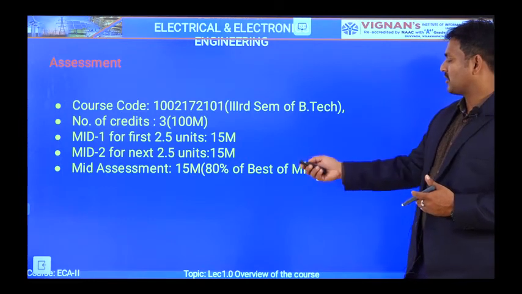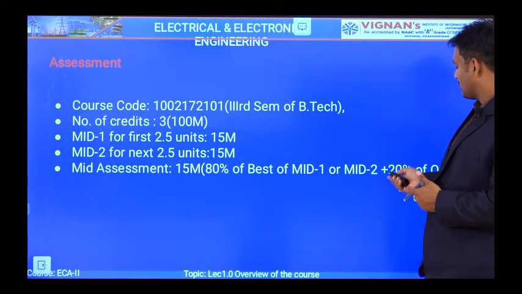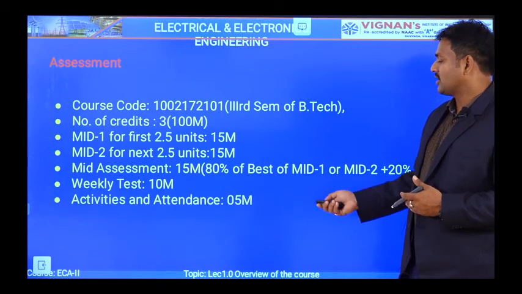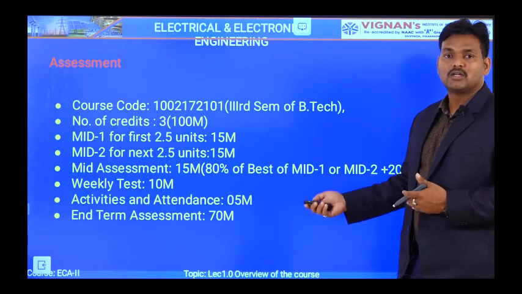Mid assessment will be 15 marks, that is 80% of mid 1 or mid 2 plus 20% of the other. Weekly test will be 10 marks, activities and attendance will be 5 marks, and end term will be for 70 marks.